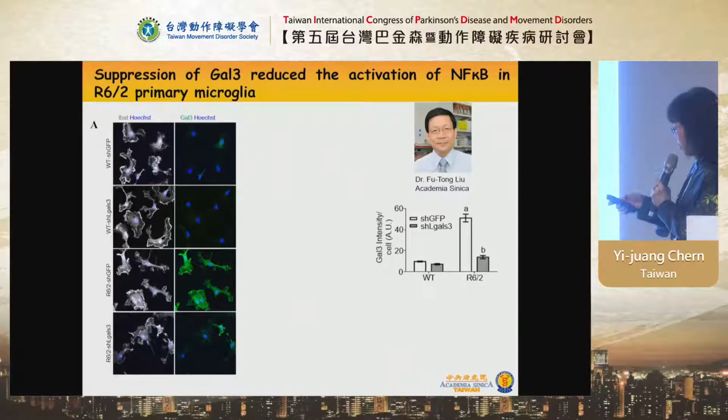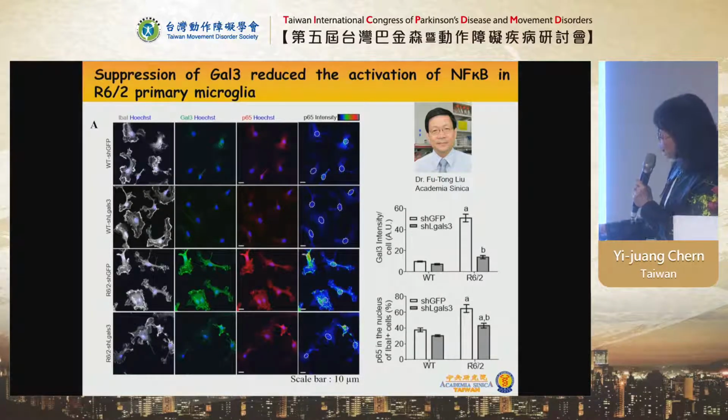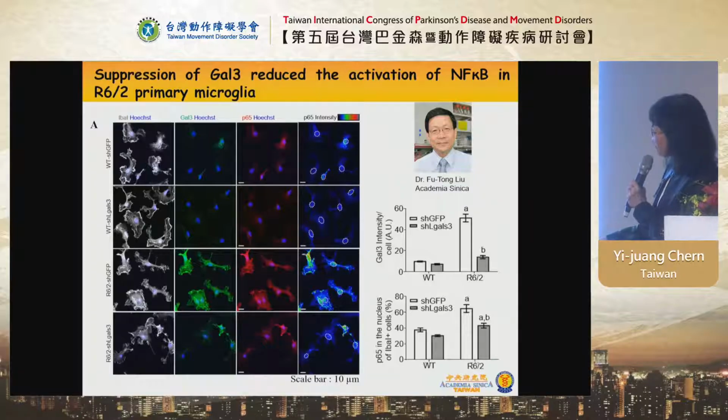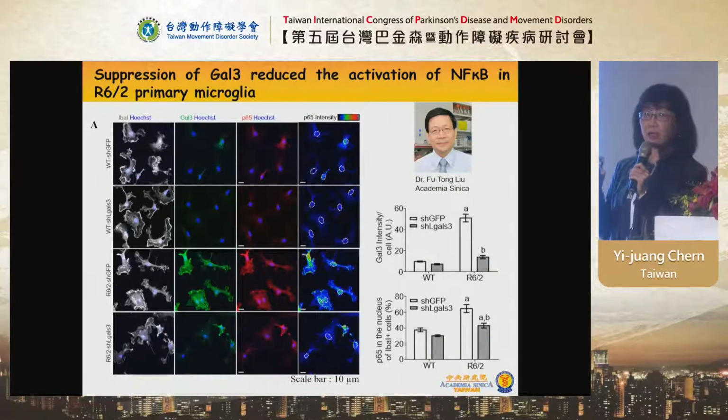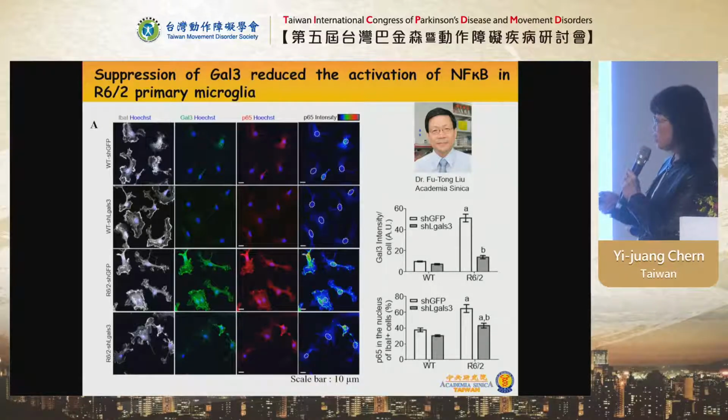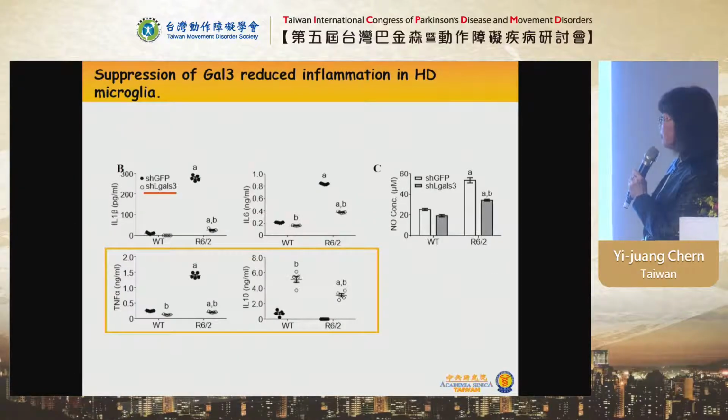Now, when this is suppressed, you will find the NF-kappa B pathway is also suppressed. So naturally, this can be a new route to look into neuroinflammation. So again, we look into TNF-alpha, and we found if we suppress galectin-3, the neuroinflammation TNF-alpha level is reduced.